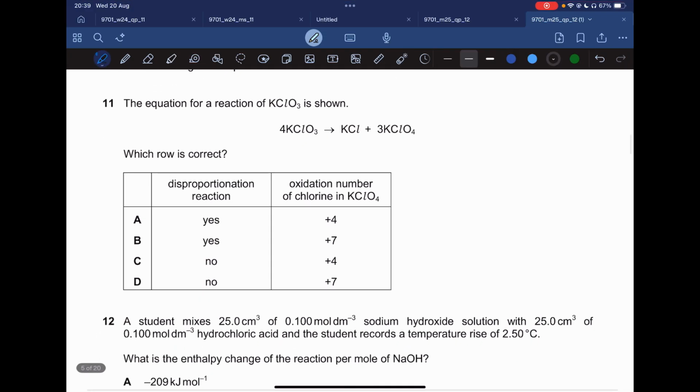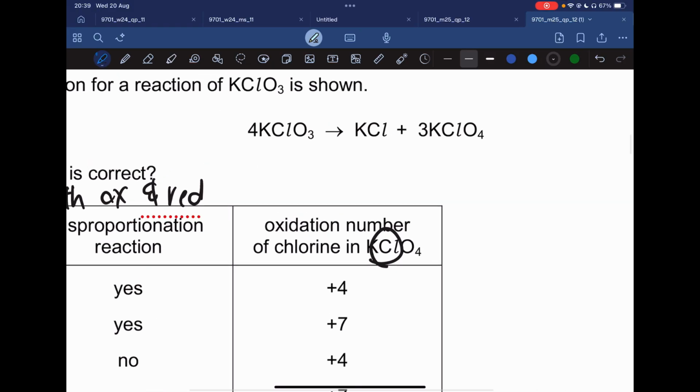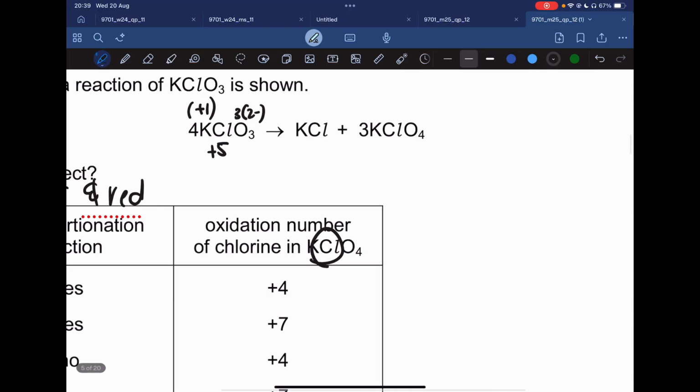Okay, right. So for 11, which row is correct? They gave you the reaction. Remember, disproportionation is when you have both oxidation and reduction happening. So let's look at chlorine, because that's the only one whose oxidation number can change. You have the oxygen, which is 3 times minus 2, and your potassium, which is 1. That means we're looking at chlorine to be plus 5. Here, this is minus 1, and this is plus 1.